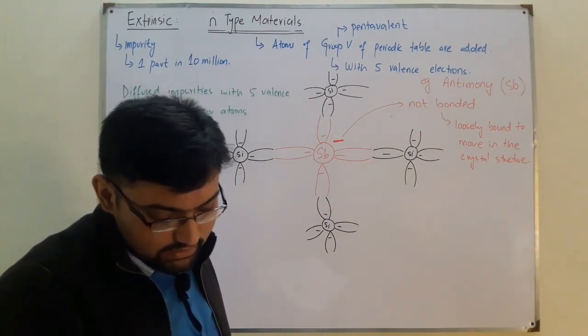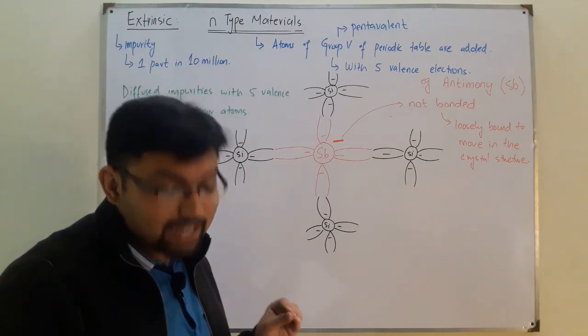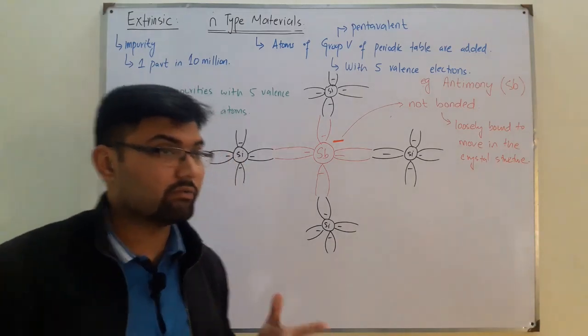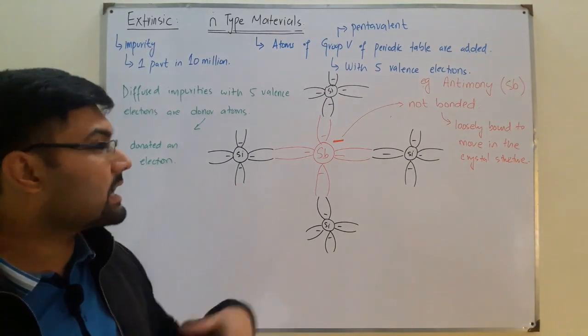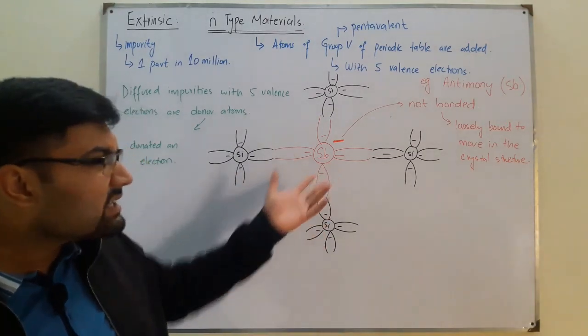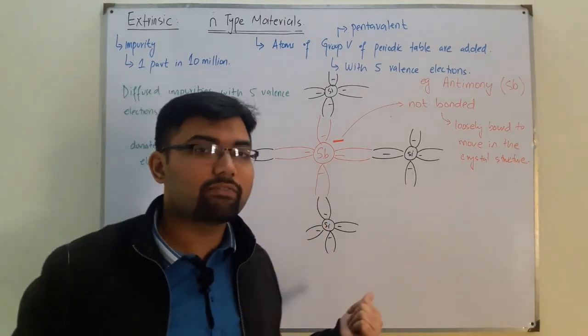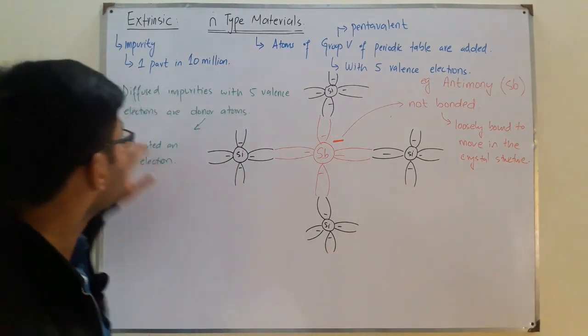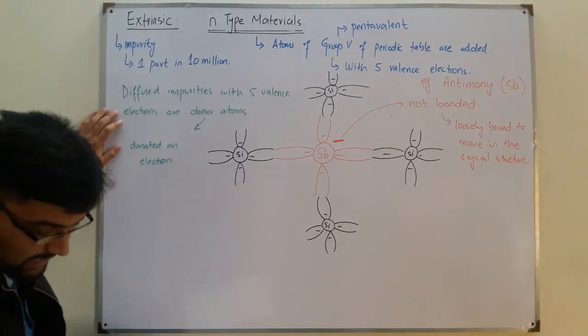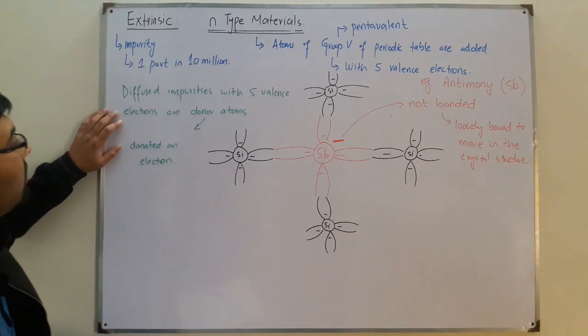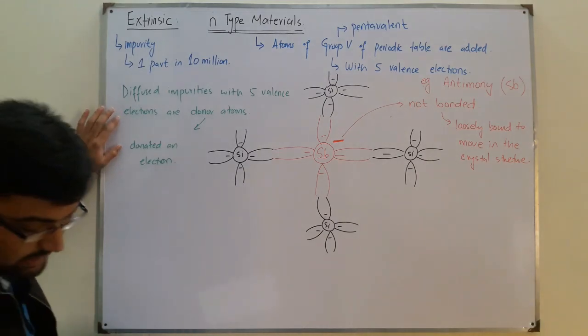So what do you have? Since the inserted impurity atom has donated a relatively free electron, well, this is not absolutely free in the sense of absolutely conducting, but we can relatively say it is a free electron. Therefore, these diffused impurities with five electrons are called donor atoms.